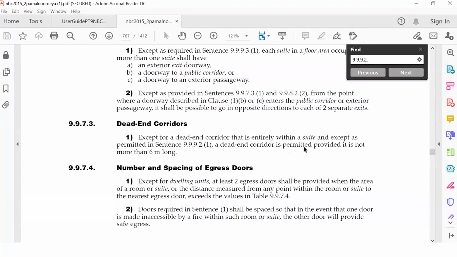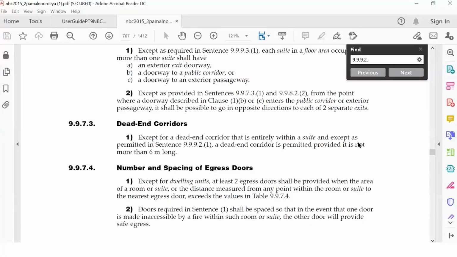Okay, so a dead-end corridor is permitted provided it is not more than 6 meters long. In this case, this is telling you that you can have, except for dead-end corridors that are entirely within a suite, except as permitted. You can have a dead-end corridor because you have access to an exit from that corridor, and you have access from within the suite to another exit. You see what I mean? Because then from within the suite, you have independent means of egress from outside the corridor.